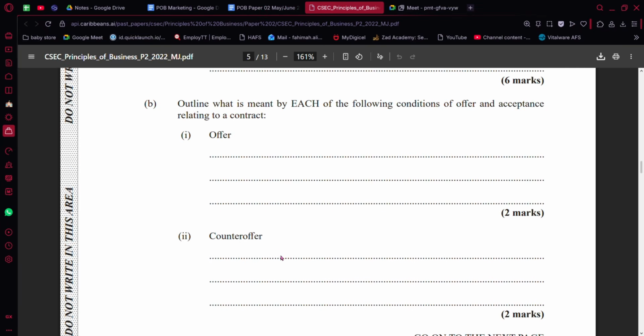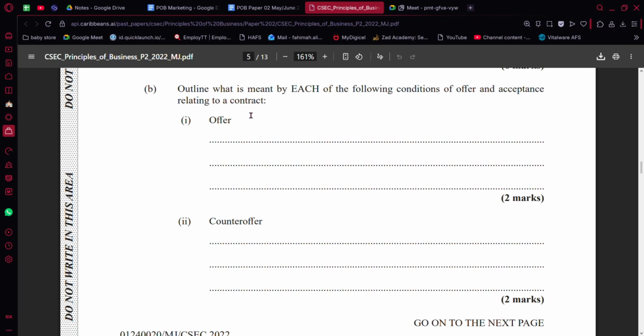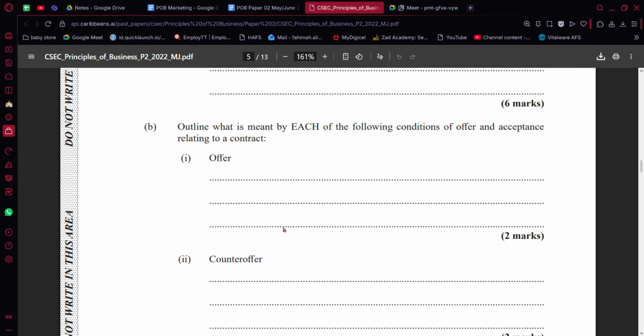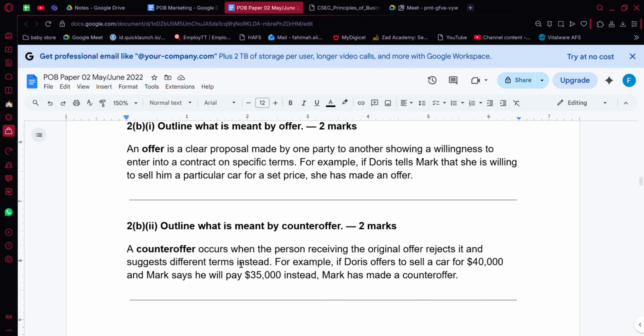The 2 words that we must talk about would be offer and counter offer. Yeah, only 2. So we have an offer is a clear proposal made by one party to another showing a willingness to enter into an agreement, into a contract, on specific terms. For example, if Doris tells Mark that she is willing to sell him a particular car for a set price, she has made an offer.